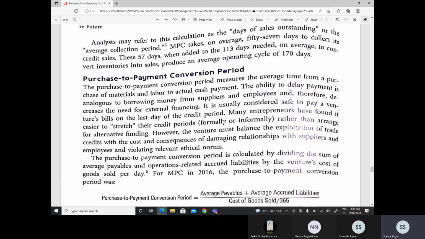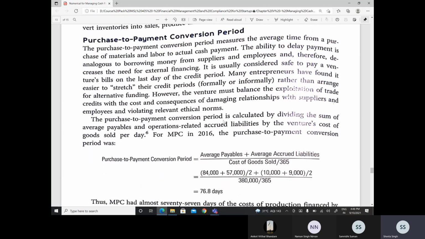These 57 days, when added to the 113 days needed on average to convert inventories into sales, produces an average operating cycle of 170 days, which is nearly 6 months. So till 6 months, this company is not able to get cash. Then we have the third ratio, which is called purchase to payment conversion period. This is basically the time that the company can take to make payments to its creditors. Okay. Naturally, the longer it can afford to delay payments, the better it is for the company.